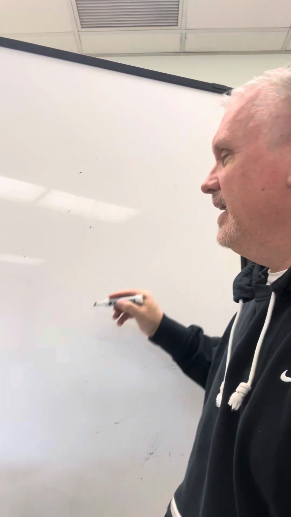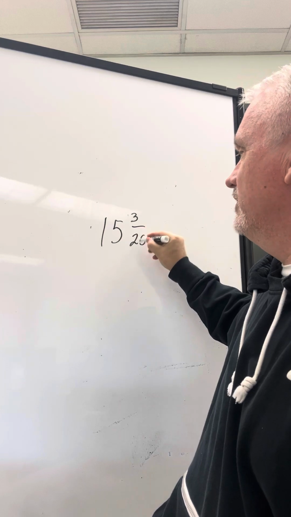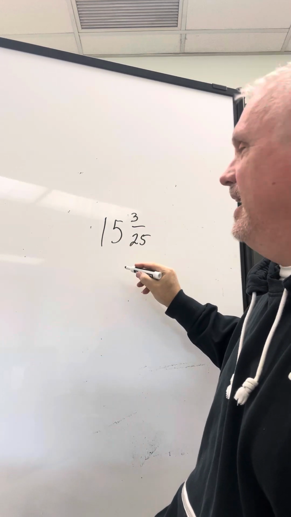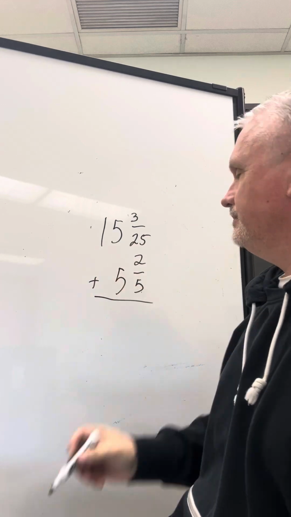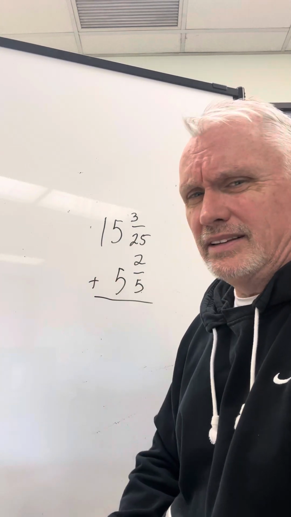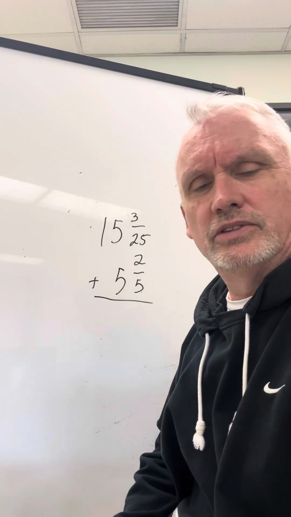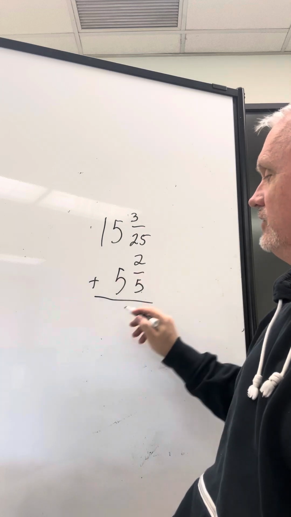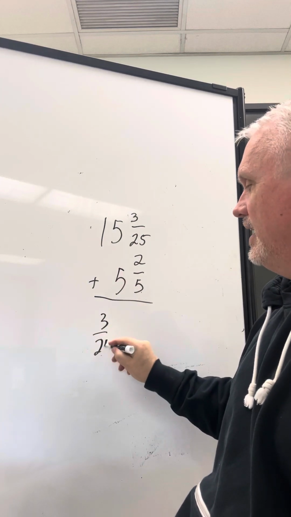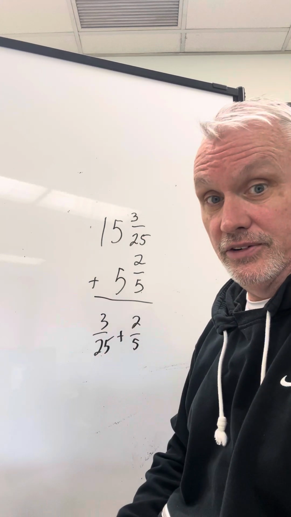All right. And then the final thing: if I have 15 and 3/25, and I have 5 and 2/5, and I'm adding these together, don't look at the whole number so much. Don't look at the 15 and 5. What I want you to do is take a look at these denominators. It's almost like I want to do 3 over 25 plus 2 over 5, and figure that out first.